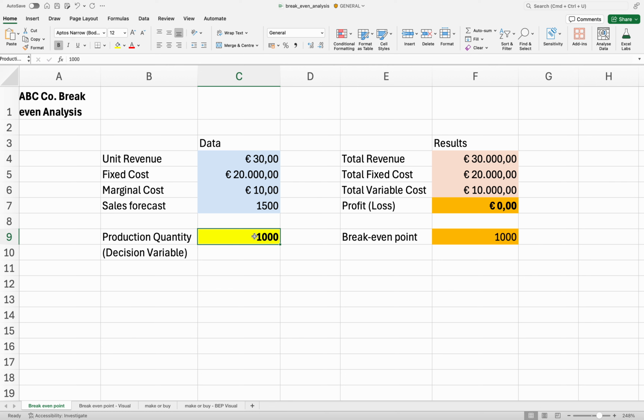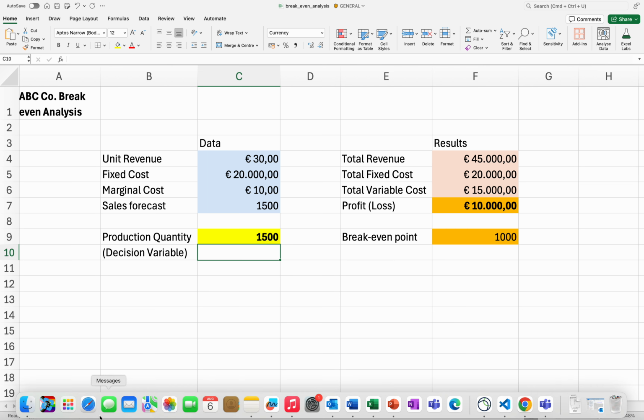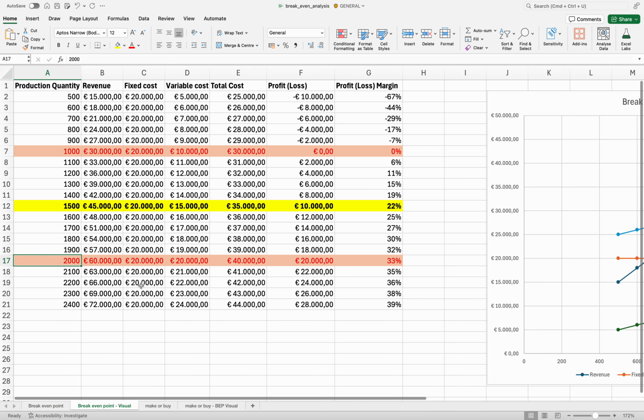Now at 800 pieces, for example, the company would be making a loss of 4000 euros, and at 1200 pieces, the company would be making a profit of 4000 euros. At 1500 pieces, the company would make a total profit of 10,000 euros. Let's look at some visualization to understand this better.